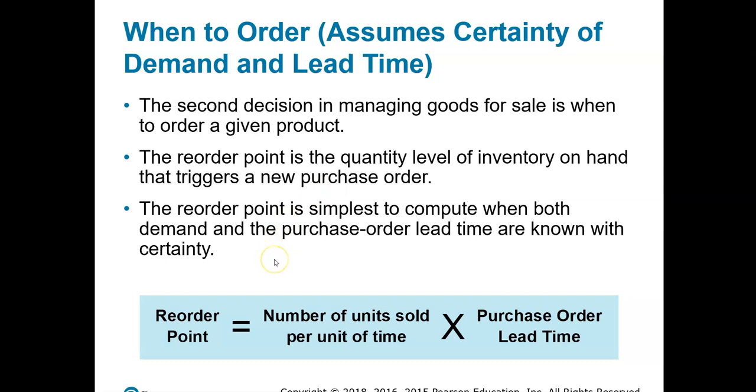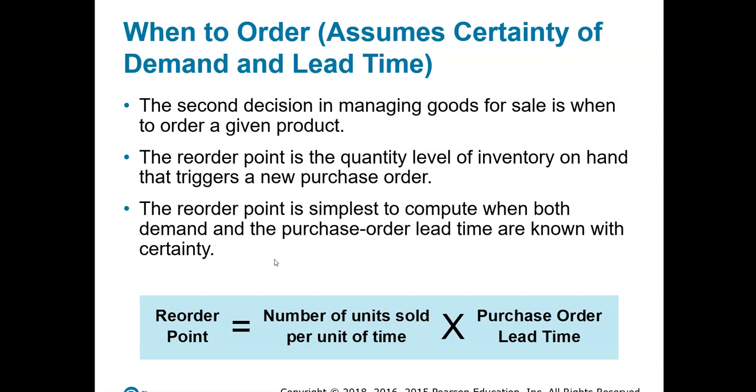The reorder point is simplest to compute when both demand and the purchase order lead time are known with certainty. So the reorder point is going to be the number of units sold per unit of time multiplied by the purchase order lead time.